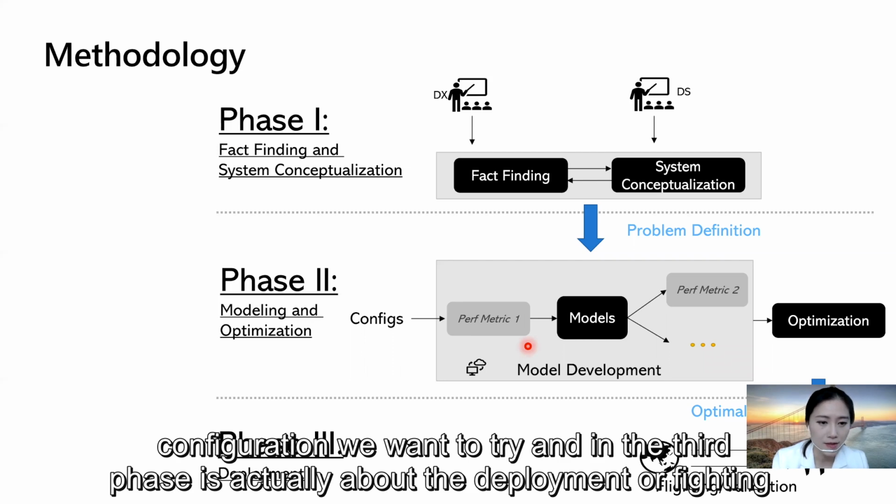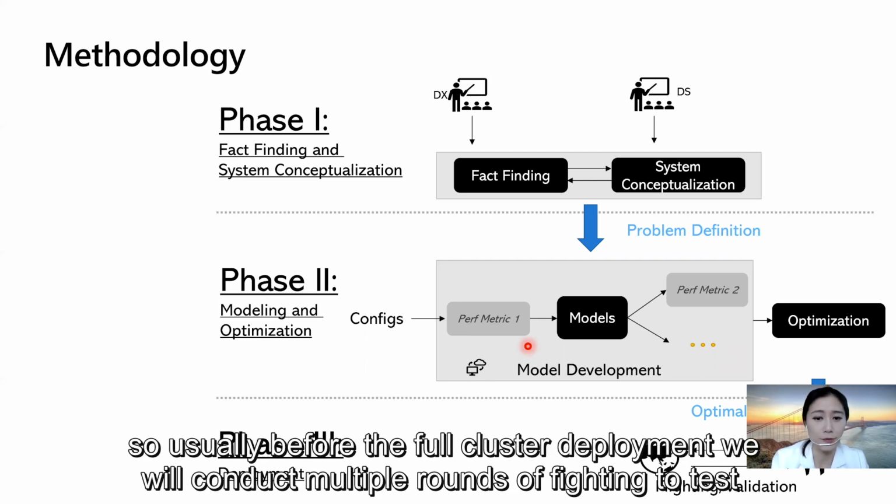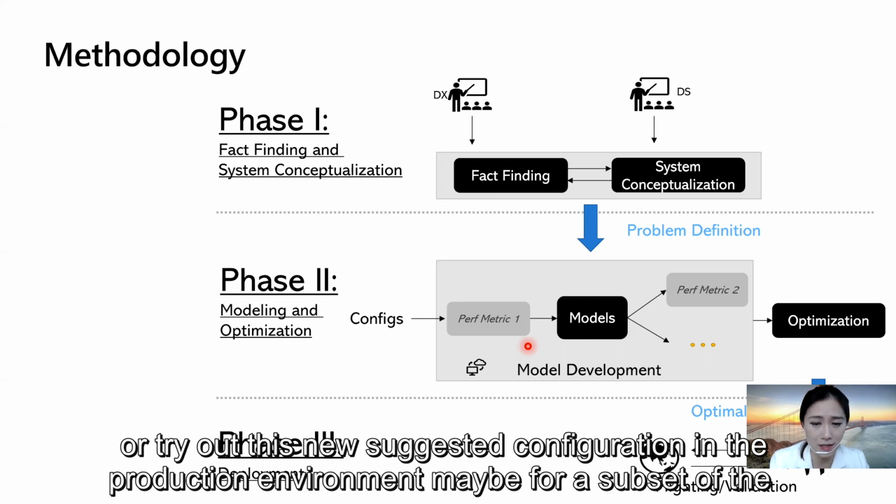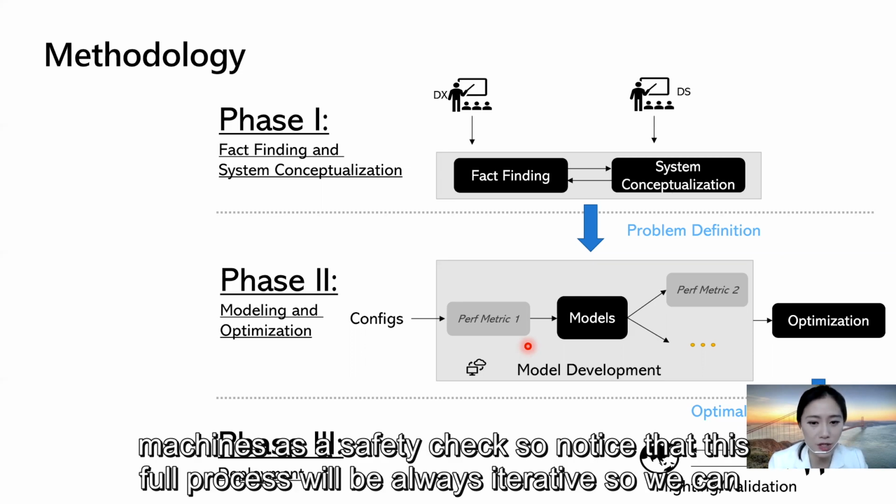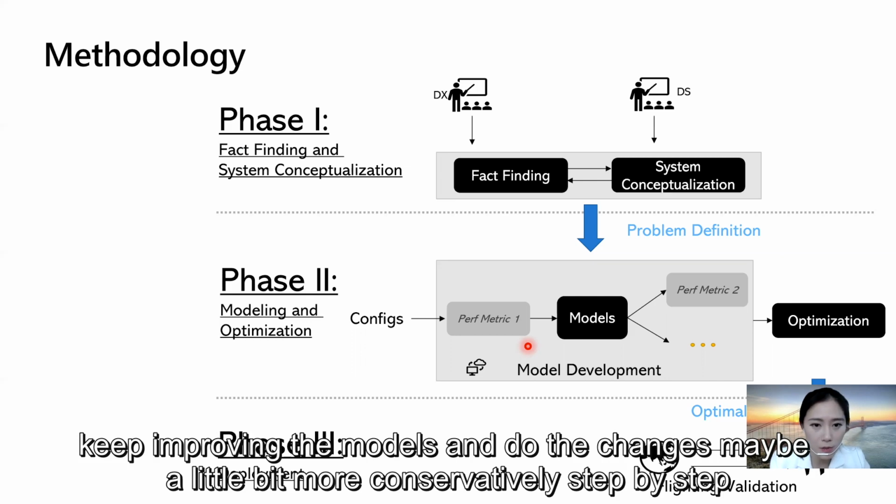The third phase is about deployment or flighting. Usually before the full cluster deployment, we will conduct multiple rounds of flighting to try out the newly suggested configuration in the production environment, maybe for a subset of the machines as a safety check. Notice that this full process is always iterative, so we can keep improving the models and make changes a little more conservatively, step by step.